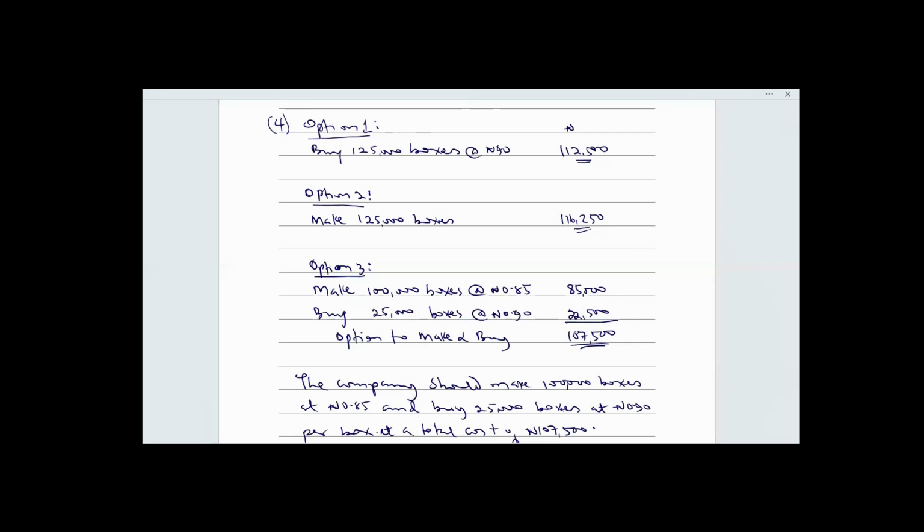So let's have one more illustration under this. What that means is that in our next class, we just go straight to acceptance or rejection of a special order. Thereafter I will introduce you to optimal product mix decision.